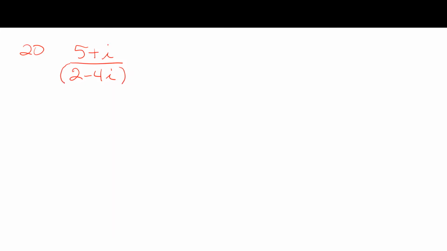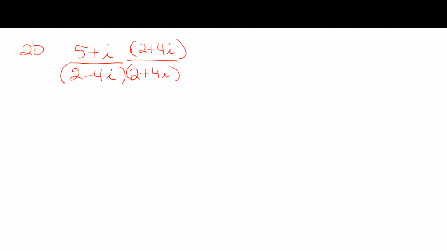I don't want to have an i in my denominator, so I need to multiply by something to get rid of that i. What I'm going to multiply by is the conjugate. My conjugate is going to be 2 plus 4i. Make sure you understand what the conjugate is. Now, if I multiply 2 plus 4i on the bottom, I must also multiply 2 plus 4i on the top.